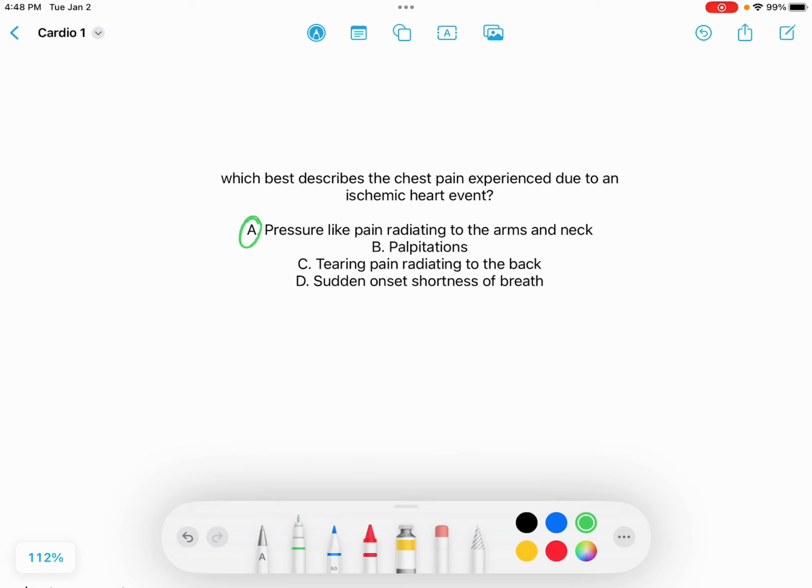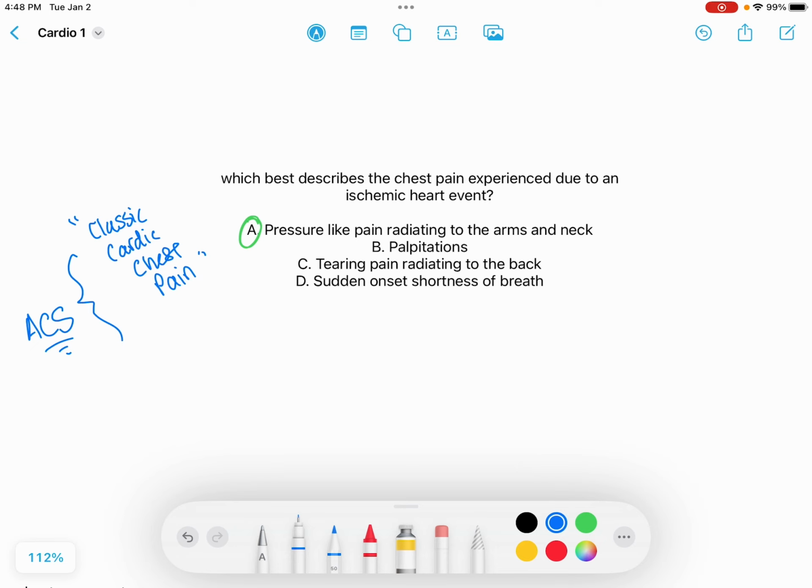Whenever I tutor students, I always like to refer to A as classic cardiac chest pain. CCCP, I guess you could make a communist joke there too. But I like to call this classic cardiac chest pain because this is what we think of for ischemic events. So we were just talking about acute coronary syndrome. This is the kind of stuff that I associate with acute coronary syndrome.